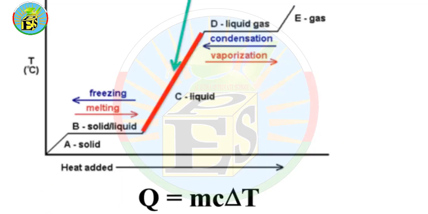For this portion of the graph, Q equals m c delta T. The slope equals delta T over delta Q. Delta T over delta Q will be 1 over m c. The slope of this region will be equal to 1 over m c, because the slope of this portion equals delta T over delta Q, and from this formula the slope is 1 over m c.